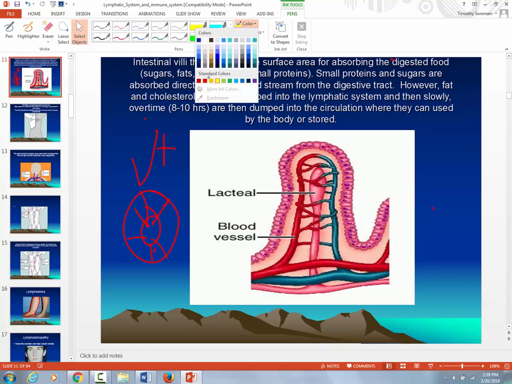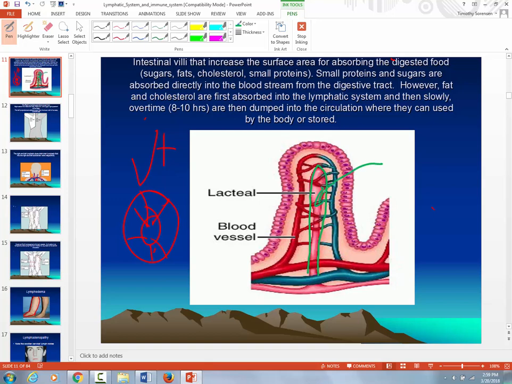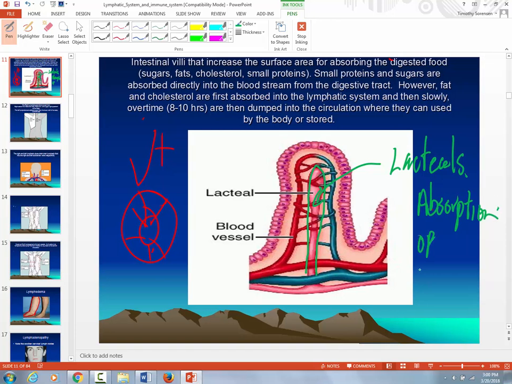Another function of the lymphatic system is in the small intestines, where you have these lymph vessels called lacteals. And lacteals are involved in the absorption of fat and cholesterol in the diet.